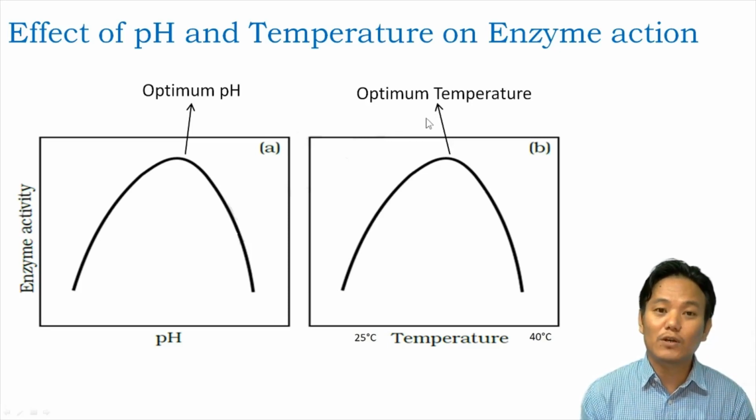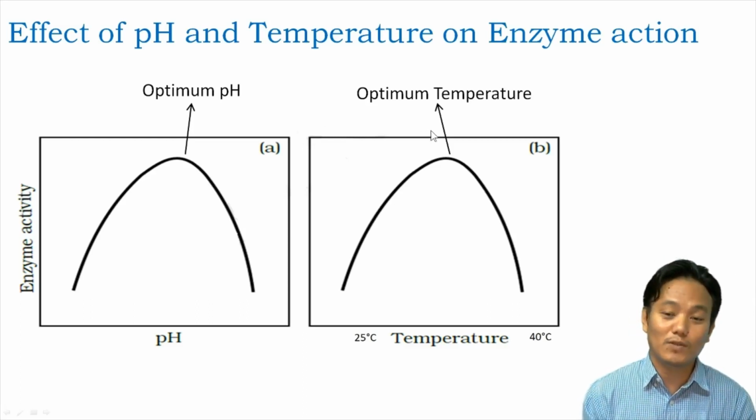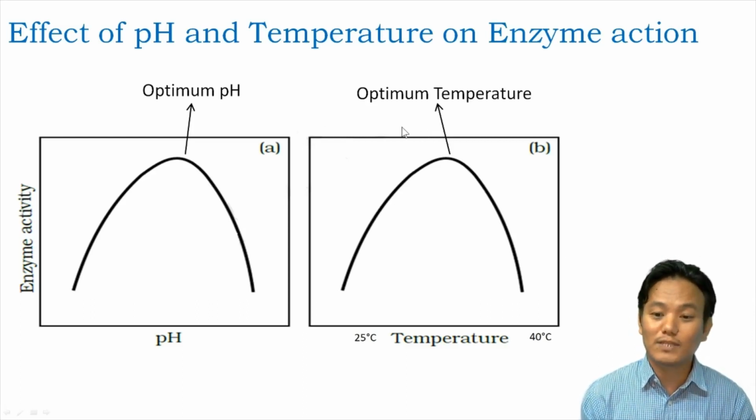Optimum temperature of our enzymes. The enzyme's optimum temperature is 36.36. That was the effect of pH and temperature on enzyme action.